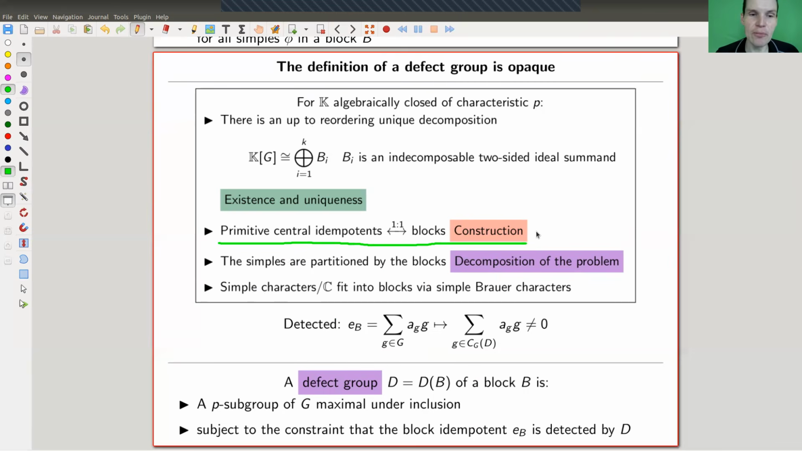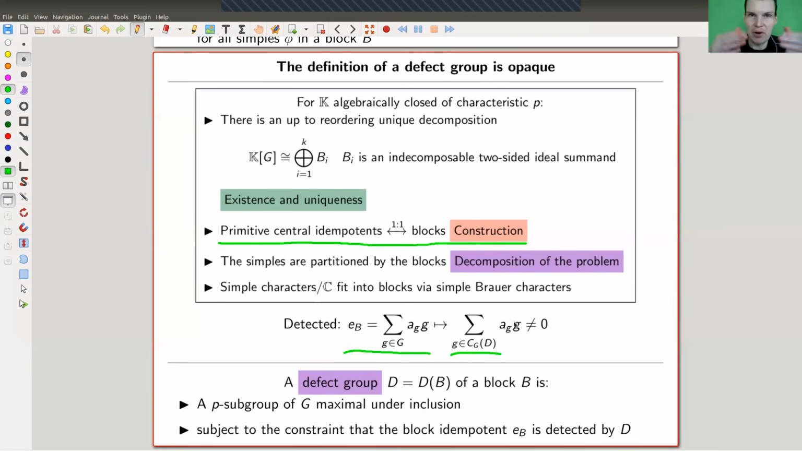And the defect group is kind of the biggest, maximal group, maximal in the sense that the block idempotent is detected by D, the defect group, in the following way. Well, it's just what it looks like. This is just the formula. You can ignore it. The point is you can express your idempotent as a linear combination of group elements by definition of the group ring, basically. And you can restrict to certain subsets determined by a subgroup. And if this expression is not 0, I say that the idempotent is detected by the subgroup.